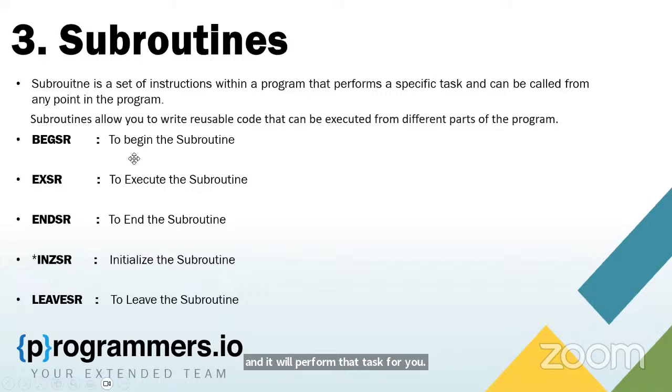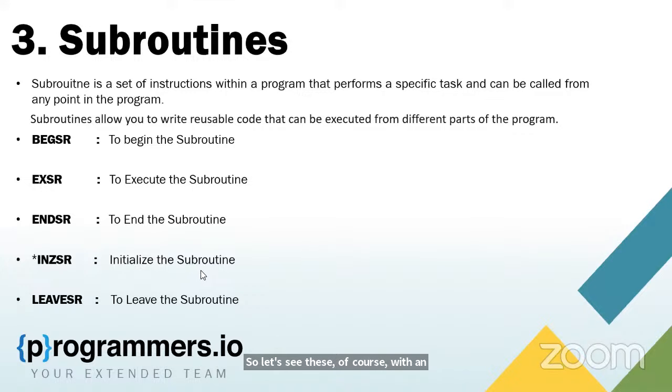First is begin subroutine to begin the subroutine, execute subroutine to execute a particular subroutine, end subroutine to end that particular subroutine. Initialize subroutine is something that if you use the initialize subroutine, your program will always start where you have declared your initialize subroutine. If your initialize subroutine is declared at line number 100, then your program will start from line number 100 itself. So this is a useful case of initialize subroutine. And the leave subroutine to leave the subroutine. If you want to come out of the subroutine in any case, you can use the leave SR opcode. So let's see these opcodes with an example.